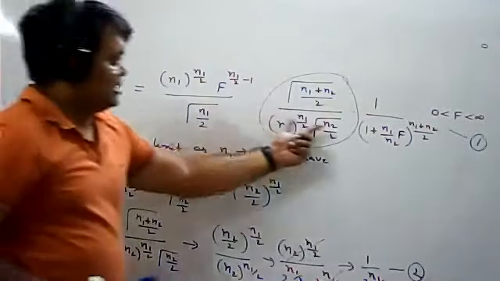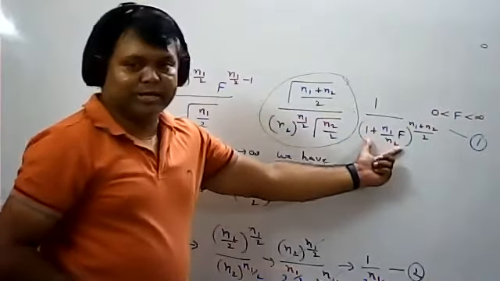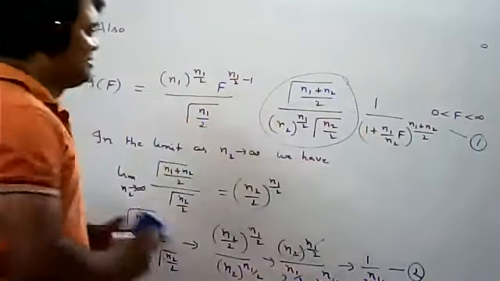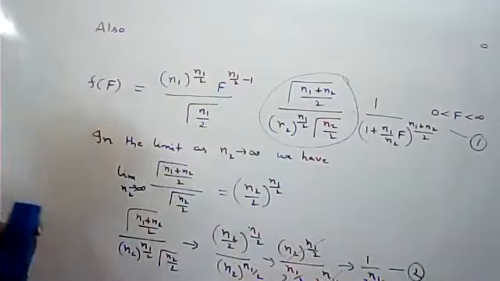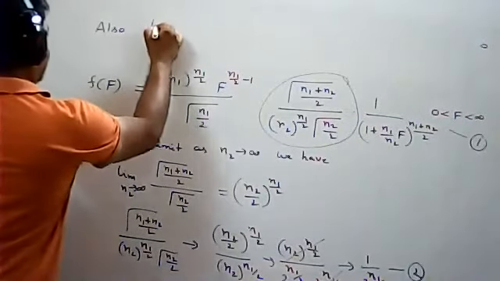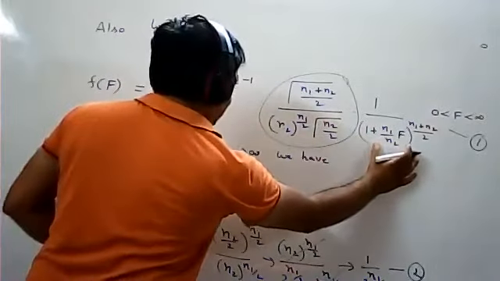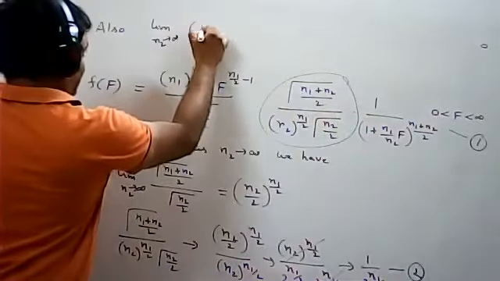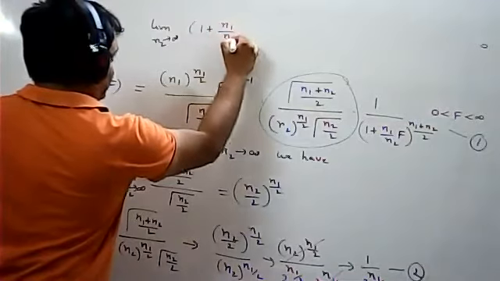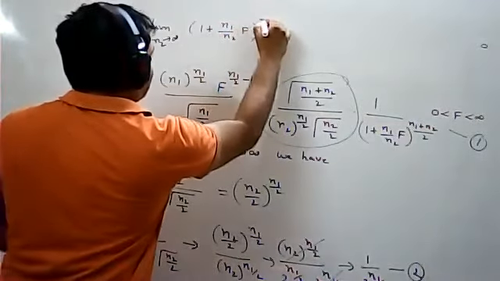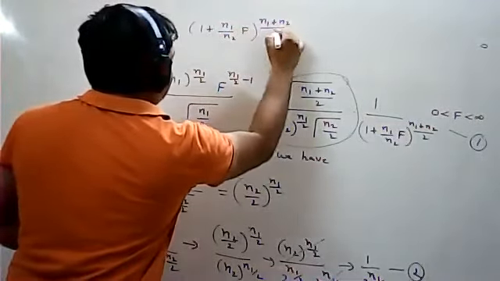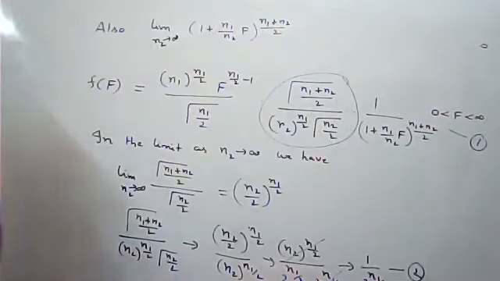Now this term is completed. So limit n2 tends to infinity should be applied to this term also. What is the term? Let me write the term first. I will apply the limit n2 tends to infinity. I will cancel this term and later substitute here. So (1 plus n1 by n2 f) whole power (n1 plus n2) by 2.